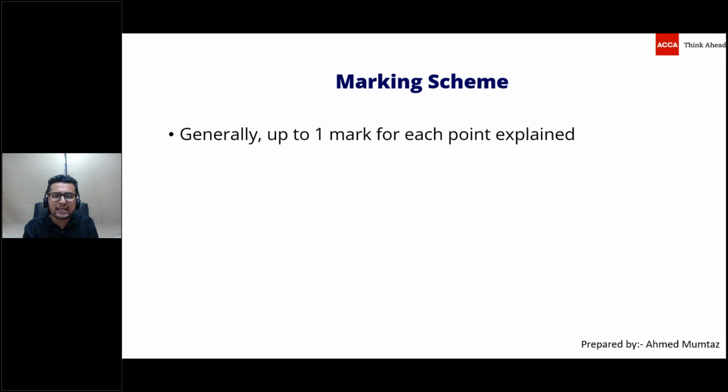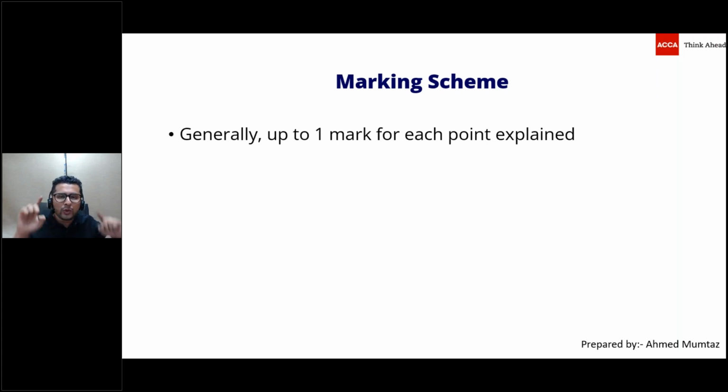What about the marking scheme? The marking scheme is a very straightforward one. Generally, up to 1 mark for each point explained. Now, what do I mean by each point explained? If there is an ethical issue in the question, you got to identify that ethical issue from the question, and then you have to explain why you think that that particular issue would create a problem. And at the end of the day, you have to come up with the solution, that is, what kind of actions could be taken in order to overcome those issues.